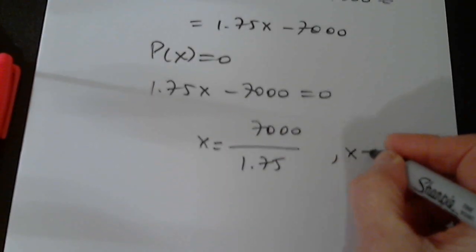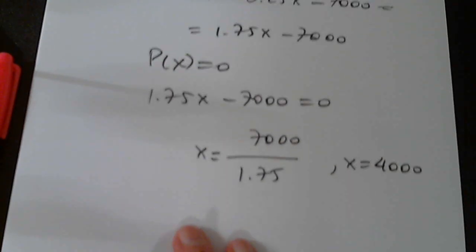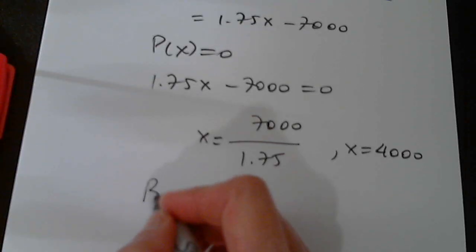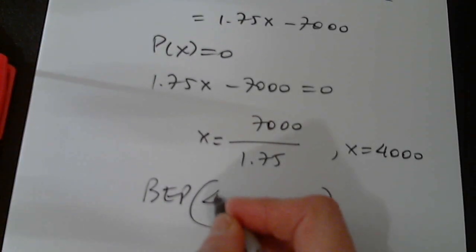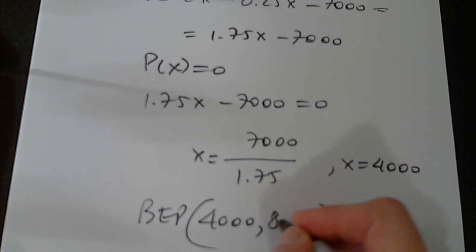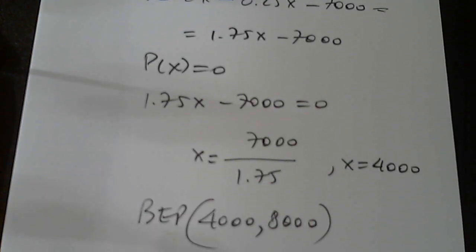So in order to start making money, they have to produce and sell 4,000 units, 4,000 cards. But the break-even point is a point. So 4,000, comma, the revenue for 4,000, 8,000. Any questions?